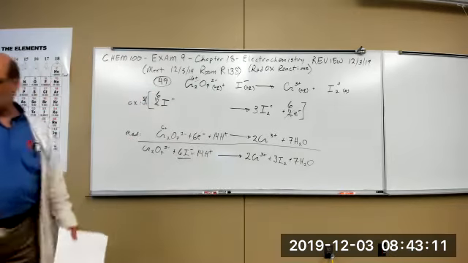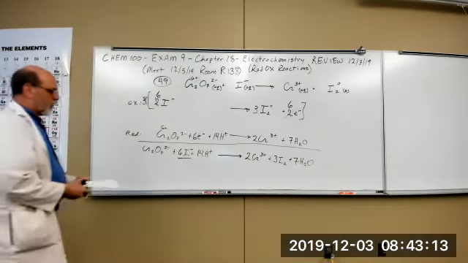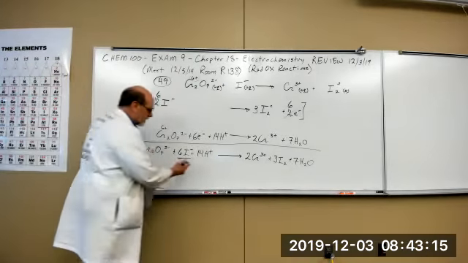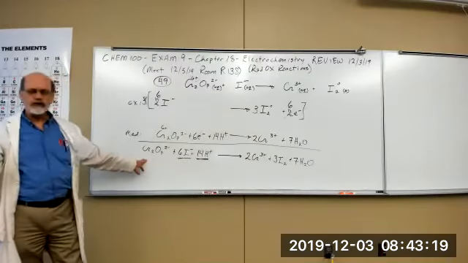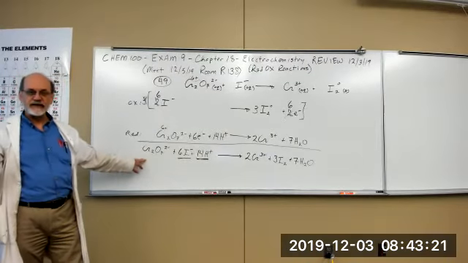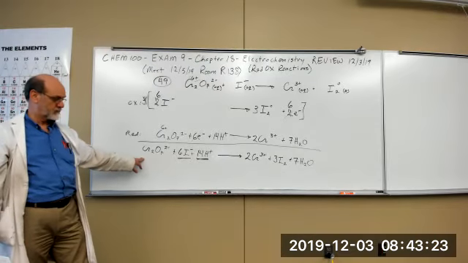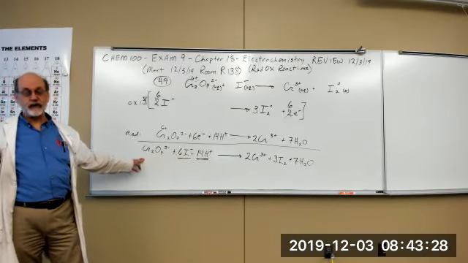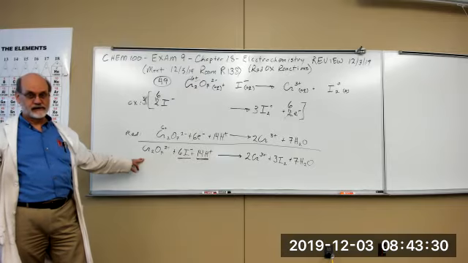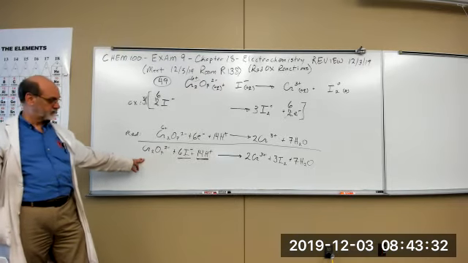Let's see, while we're here, this right here says that the solution is acidic. This takes place in an acidic solution. But what if the problem says balance this for a basic solution? What do you do then?